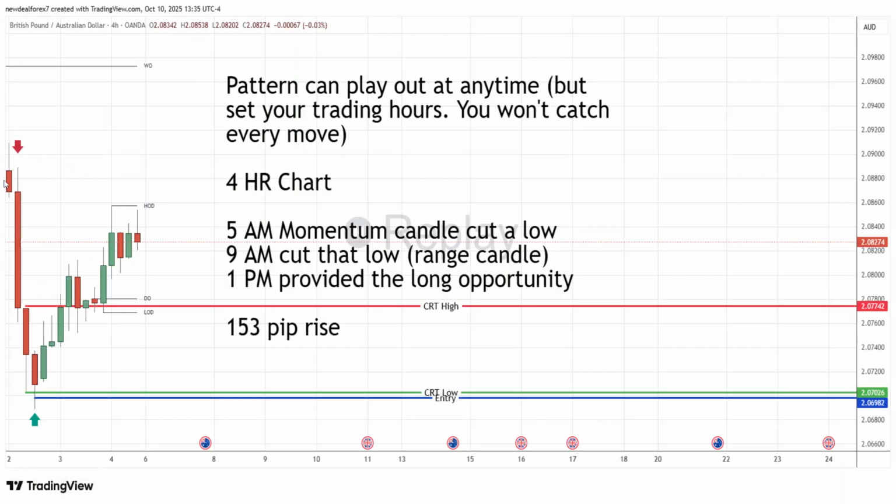So this was the 5 a.m. candle. This was the 9 a.m. candle. This was the 1 p.m. candle that created the opportunity right here. So this trade took place between 1 p.m. and 5 p.m. Eastern Standard Time. So this would have been an overnight hold, but then this was here just straight rise. So that would have been a great trade, but it happened a little later, at least than I trade.